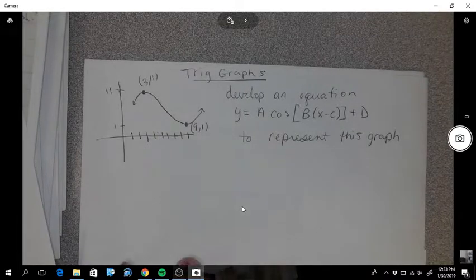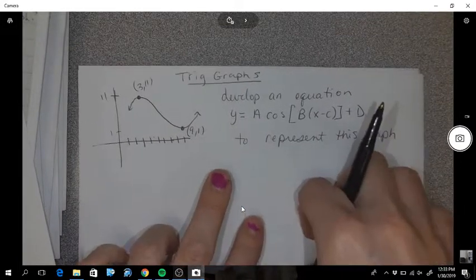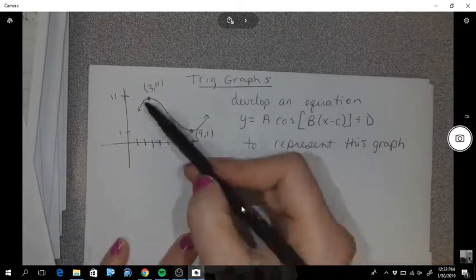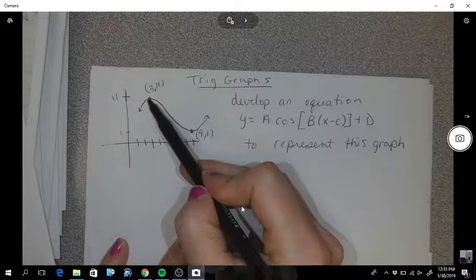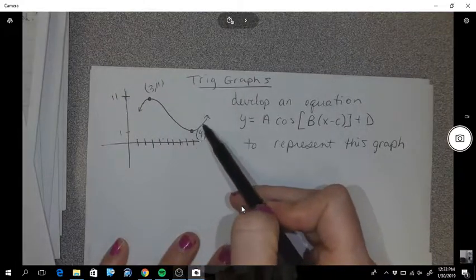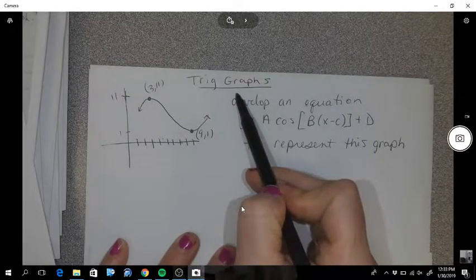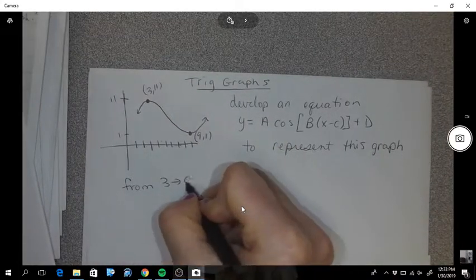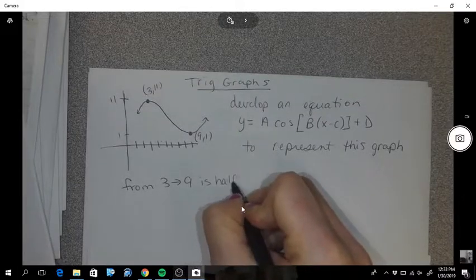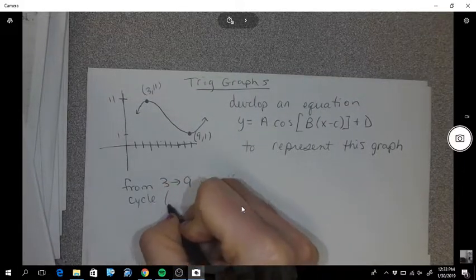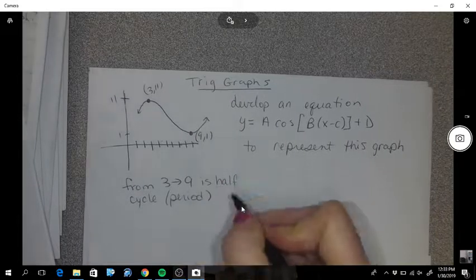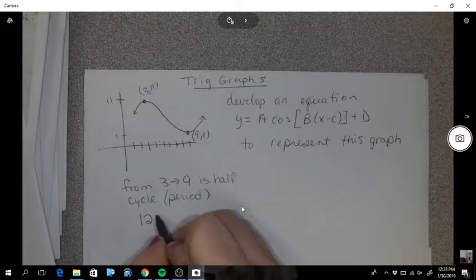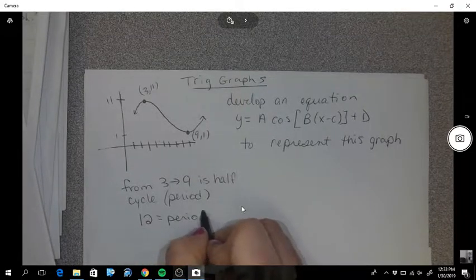Okay, so the first thing we can talk about is the period, the time that it takes to go through a cycle. As you can see from here, I go down, and then I'd have to go back up to complete a cycle, right? So from 3 to 9 is half of a cycle, right? So that would be 6, so 12 equals the whole period.